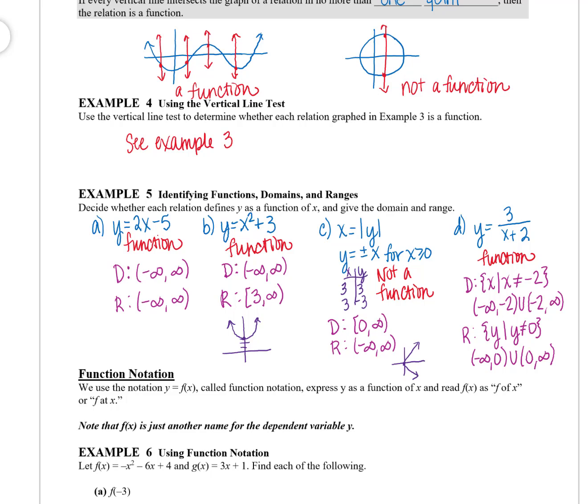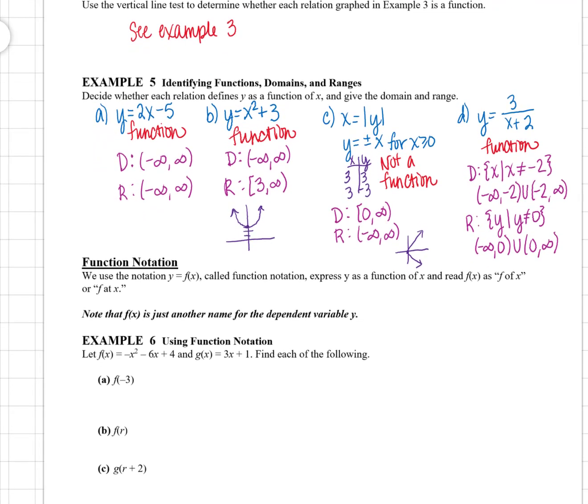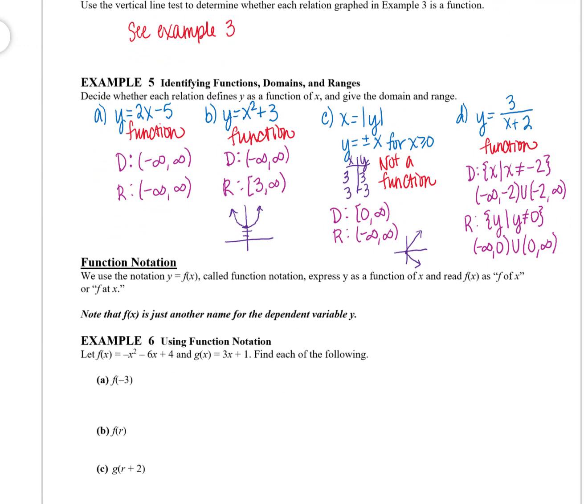And then the next part of the section deals with function notation. So that's how we write functions. If you remember that function notation, y equals f of x means f evaluated at x, not f times x. So f of x is just another name for y. So for example 6, here we're given two functions, and the first one's quadratic. f of x is quadratic, g of x is linear.